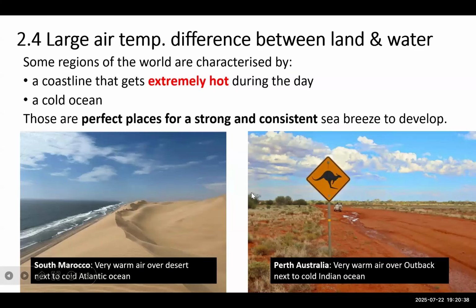It is the same on the other side of the world. In Australia, for example, Perth, the outback gets very warm, and it's next to a colder Indian Ocean. So those places actually are famous among windsurfers and kite surfers. And usually they go to those places because they know the sea breeze is going to be reliable. You go there for 1 week, you're going to have 6 days of sea breeze, and it's going to be strong. Myself, when I was younger, I went to the south of Morocco for windsurfing, and it was 20 plus knots every afternoon. The only downside is the ocean was cold, so I had to wear a full wetsuit.